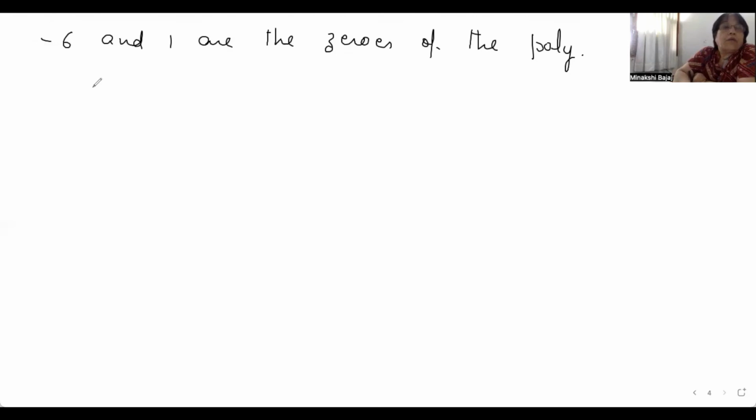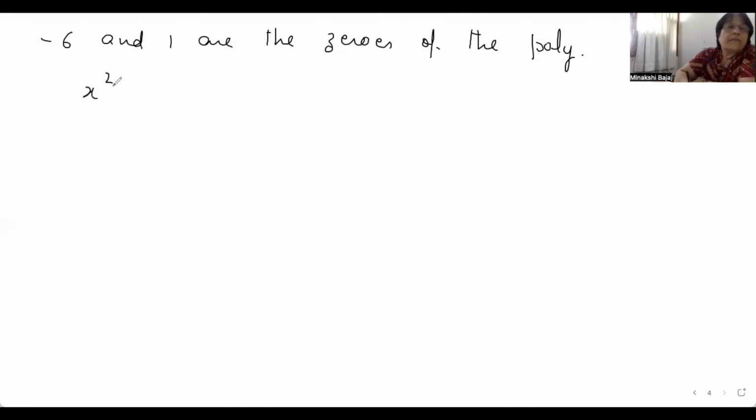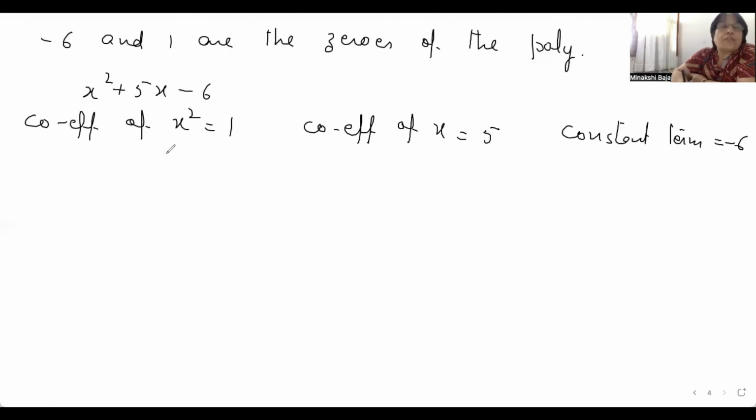Now our question was x square plus 5x minus 6. So the coefficient of x square is 1, the coefficient of x is 5, and the constant term is minus 6. Or you can say a is 1, b is 5, and c is minus 6.